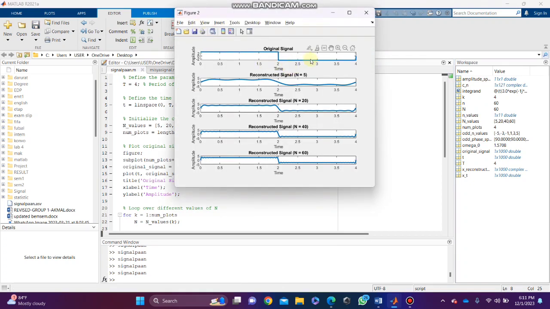Here we can see the reconstructed signal from n equal to 5 until n equal to 60. It shows a lot of difference from the original signal. So that's all from me.